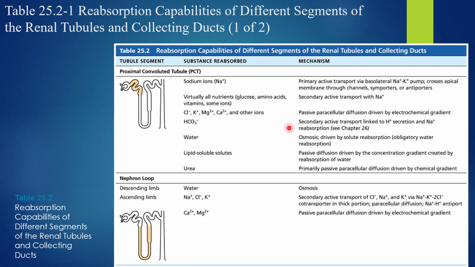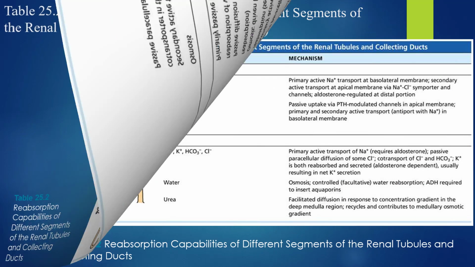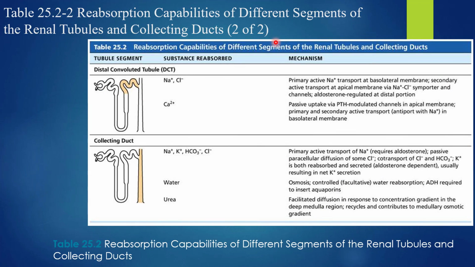And right here is again, as always, I am very fond of putting in certain tables that can help you study. So this is a sort of a summary of the reabsorption capabilities of the different segments of the renal tubules, from the proximal convoluted tubule all the way to the collecting ducts, and the mechanism by which they move water or they move substances. There you go.